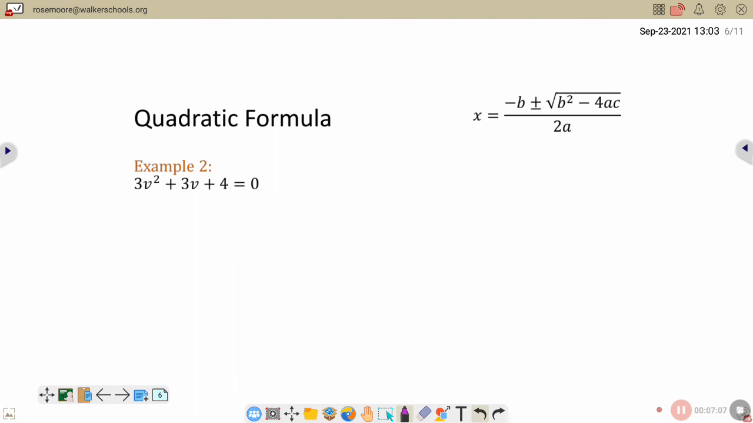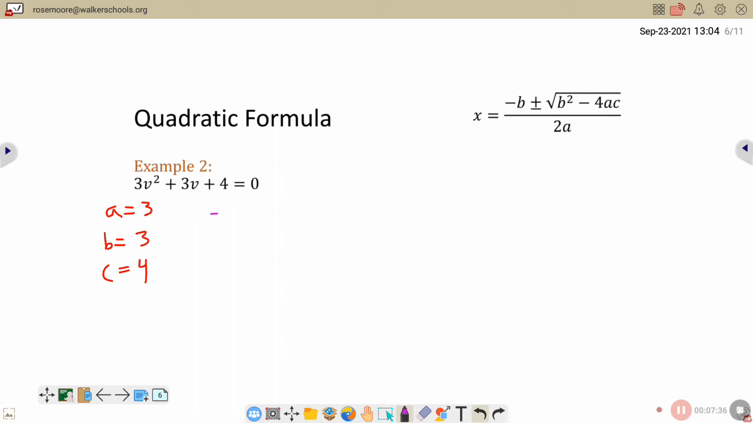Here's my example 2, 3v squared plus 3v plus 4. And again, I'm using my formula. Opposite of b plus or minus square root b squared minus 4ac all over 2a. So again, I'm going to identify a, b, and c to start with. A is my leading coefficient 3. B is my middle term's coefficient 3. And then my last, c, is for constant 4.